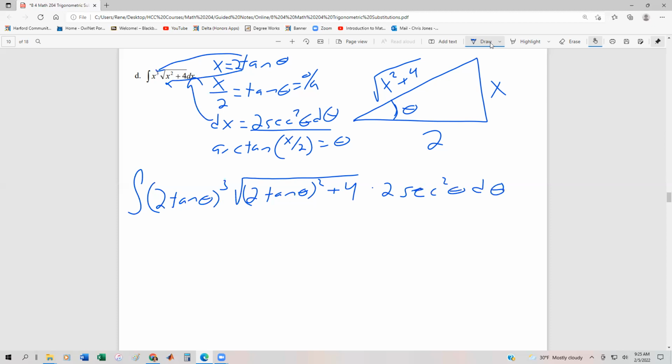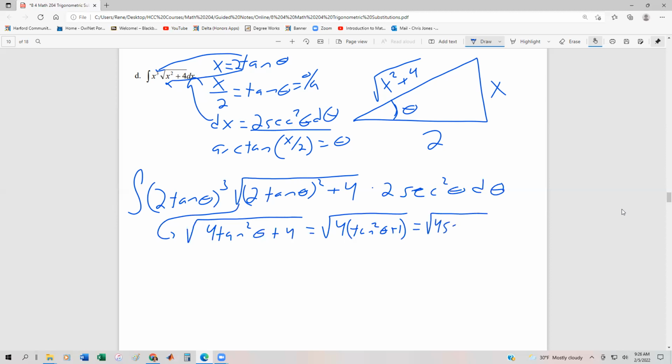All right, now let's simplify the radical expression. This is going to be the square root of 4 tan squared theta plus 4. We can factor out the 4, and we'll be left with tan squared theta plus 1. And we know that that's going to be secant squared by our Pythagorean identity. It's going to be 4 sec squared theta, or 2 sec theta for the simplification of this radical.